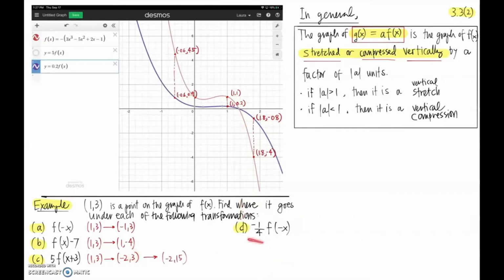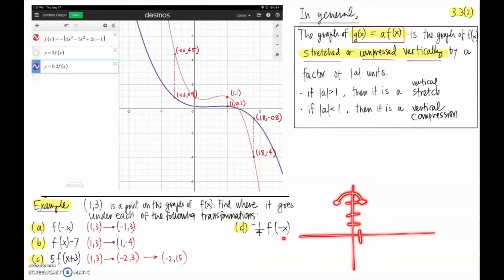Okay, we'll do just one more, and it looks like we have possibly 3 things going on here. We've got some sort of reflection, then some sort of vertical stretch or compression, and then this negative is going to be another type of reflection. So again, we'll start with the input and see what's going on with that. We begin at (1, 3), and this negative x that's in here is going to be a horizontal reflection.